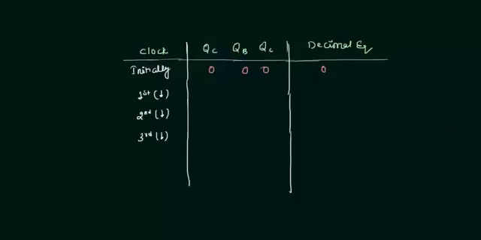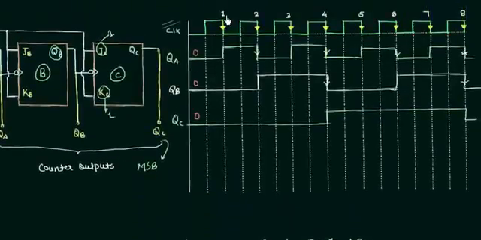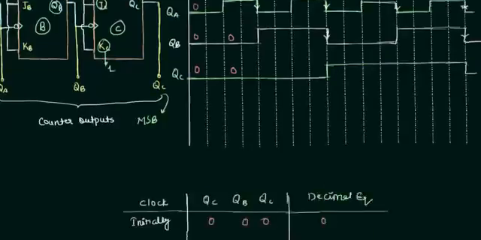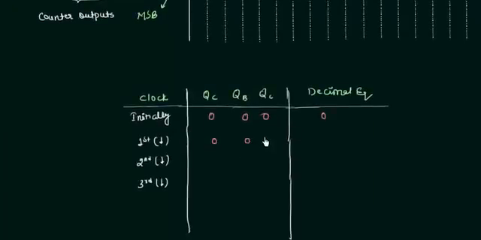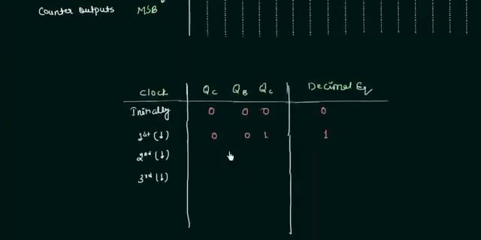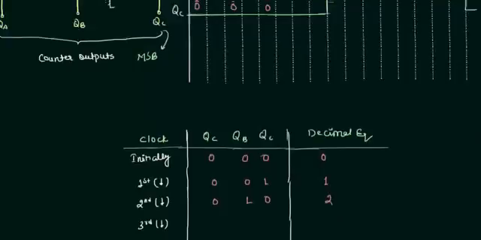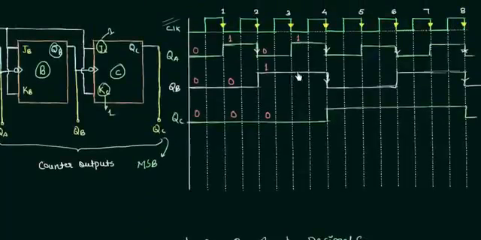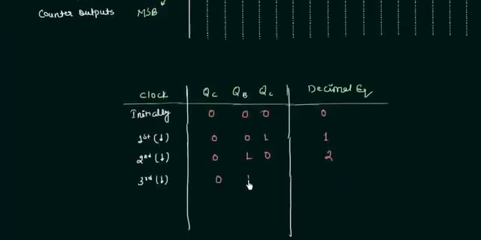Now we can see the first falling edge. Let's see what we got in that case. For the first falling edge, QA is 1, QB is 0 and QC is 0 again. So I will write 0, 0, 1, and the decimal equivalent is 1. For the second falling edge, QA is now 0, QB is 1 and QC is 0. So we have 0, 1, 0, which is definitely equal to 2. And then for the third falling edge, QA is 1, QB is 1 and QC is 0 again. So I have 0, 1, 1, which is the decimal equivalent of 3.